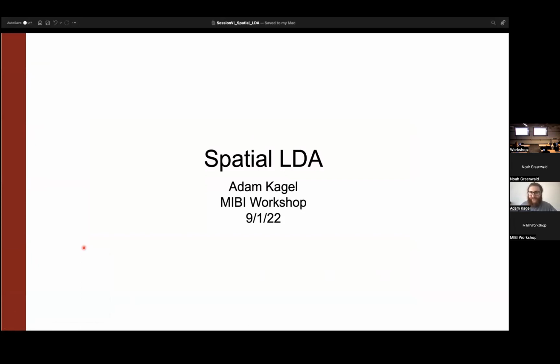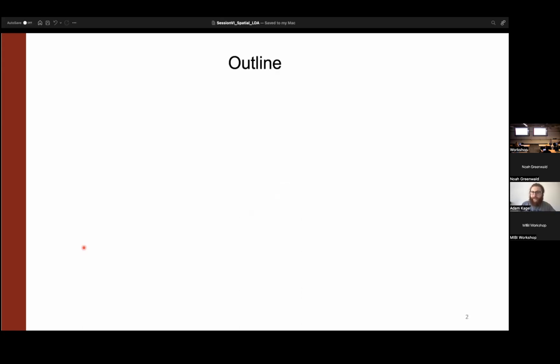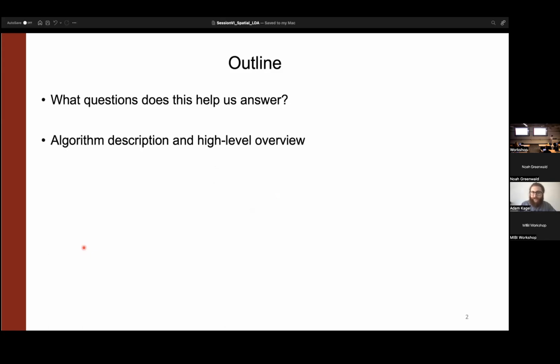Today I'm going to be talking to you about spatial LDA, another way of identifying microenvironments in your cell phenotype maps. All right, quick outline for this talk. We're going to ask what questions this helps us answer, in particular why you would use this over k-means clustering or k-means neighborhood identification. We're going to go over the algorithm itself, a high-level overview. We're not going to get too much into the nitty-gritty of optimization steps. We'll do a really quick notebook walkthrough, same as the past two talks. And I'll give an example of where you'd want to apply this over k-means.